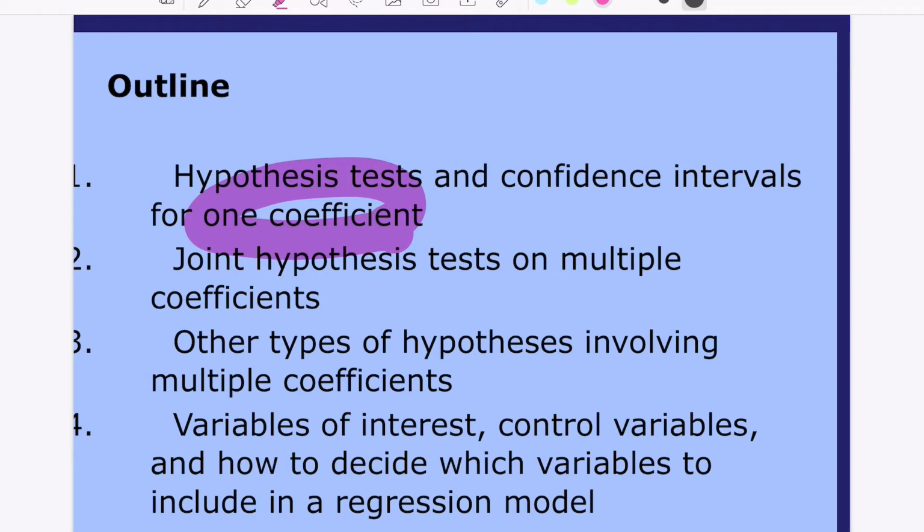And we're going to move on to joint hypothesis tests on multiple coefficients. Then we're going to look at other types of hypotheses involving multiple coefficients, variables of interest and control variables, and how to decide which variables to include in our regression model. So when it's not omitted variable bias, and we still want to add some variables, then we can look for these values, okay? So let's move on.